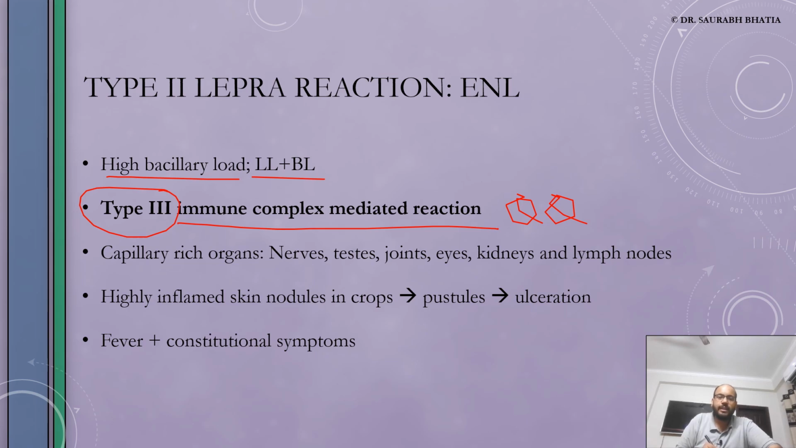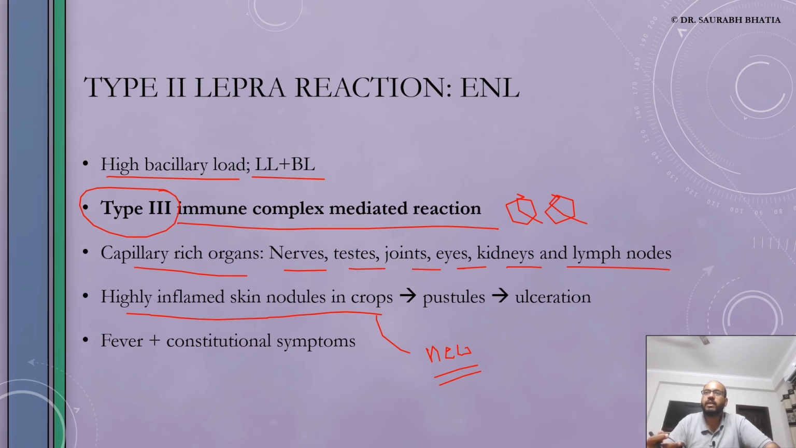It commonly targets capillary rich organs like nerves, testes, joints, eyes, kidneys, and lymph nodes. Highly inflamed skin nodules happen in crops. That means new lesions occur. Why new lesions? Because we have a lot of bacilli inside the skin and the cells are being targeted by the immune cells. So even before bacilli has the time to form lepra lesions, the ENL lesions form. And it's an acute reaction.